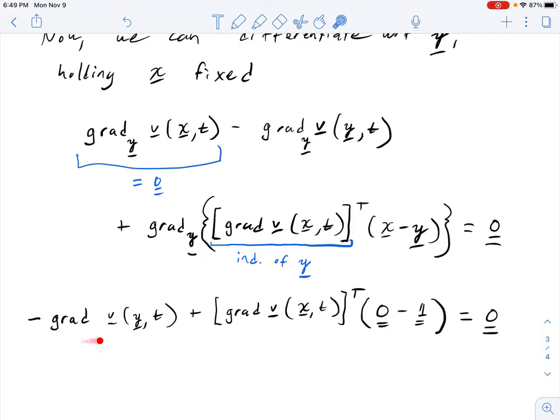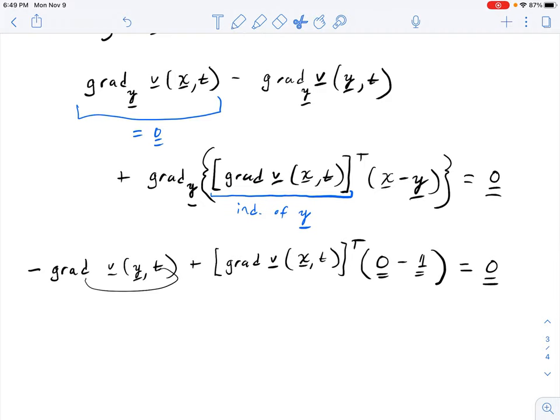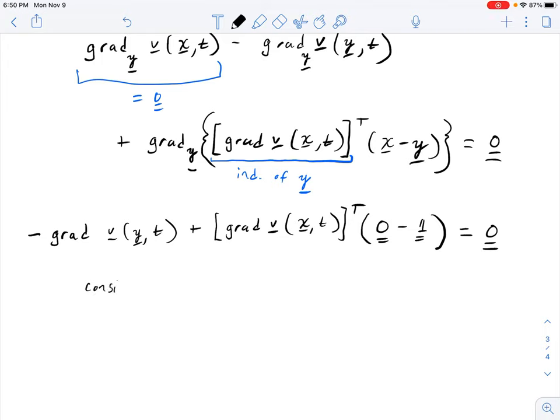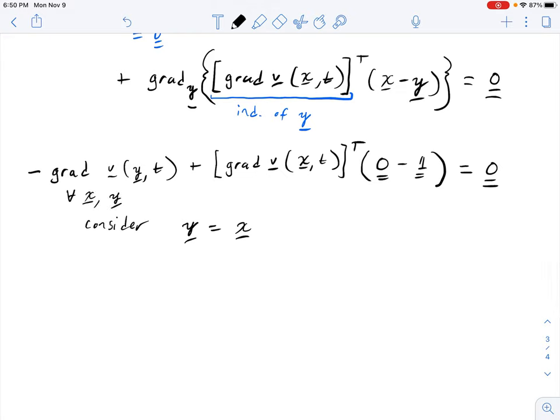All right, so this one here is the gradient with respect to y, and this is the gradient with respect to x. Or really just the gradient of v, whoopsies, evaluated at y and x. And so what do we get? We get that if we consider y equals x, right? y is arbitrary and x is arbitrary. So in the special case where they're equal, we can show that, you know, this here is for all x, y in the body for all t. And so we can consider the special case y equals x.